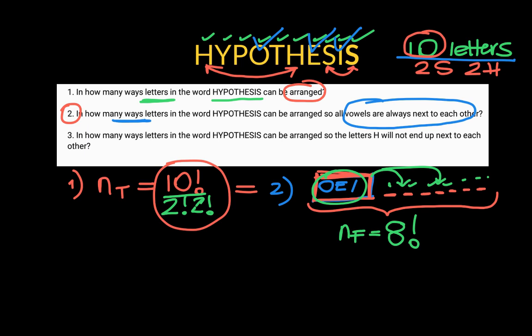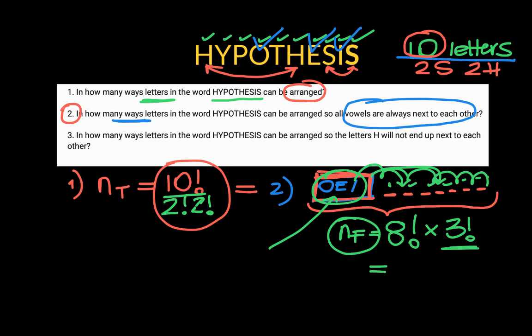But, okay, but what? Inside my brick, I have 3 different objects. So as my brick is moving between the objects, the letters inside that brick are different objects that are moving in 3 factorial ways. So the number of favorable events, and the favorable event is when the vowels are always next to each other, is 8 factorial times 3 factorial, which you can find the answer.